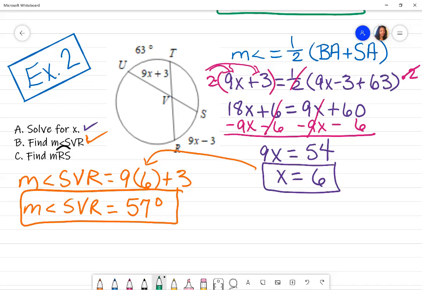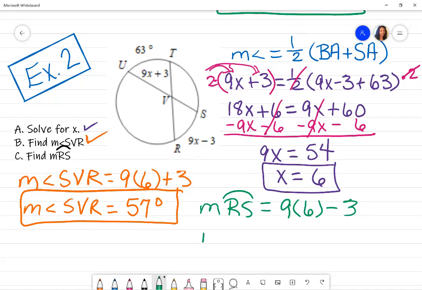So what I want to do here is to find the measure of arc RS. I look at what's given in my problem there. And it's shown as an expression as well, 9x minus 3, but I'm going to replace that x with the 6 that is shown above. And so therefore, the measure of arc RS is equal to 54 minus 3, which is 51 degrees.